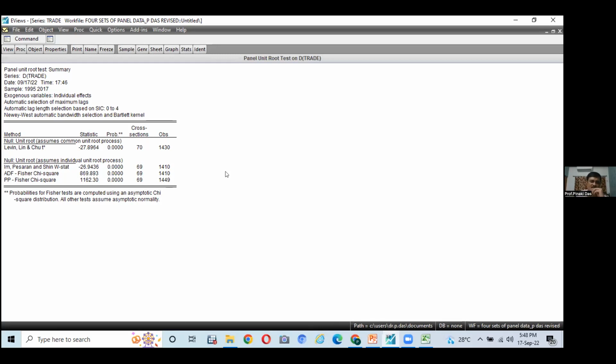When the series are integrated of the same order, we are able to check the co-integration, whether they are co-integrated or not, whether there is any long-run association between the variables or not. Now our next task is the panel co-integration.